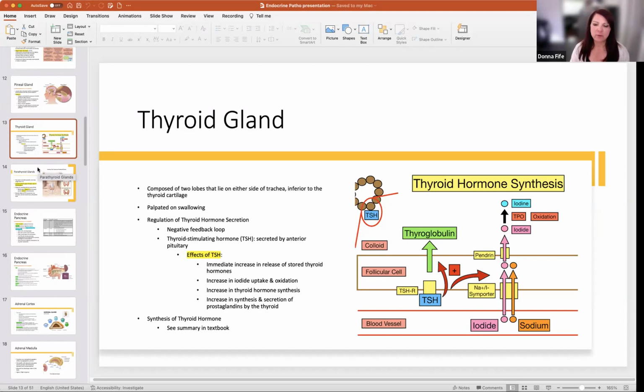Thyroid stimulating hormone, or TSH, is secreted by the anterior pituitary. And the effects of TSH: immediate increase in the release of stored thyroid hormones. There's an increase in iodine uptake and oxidation.